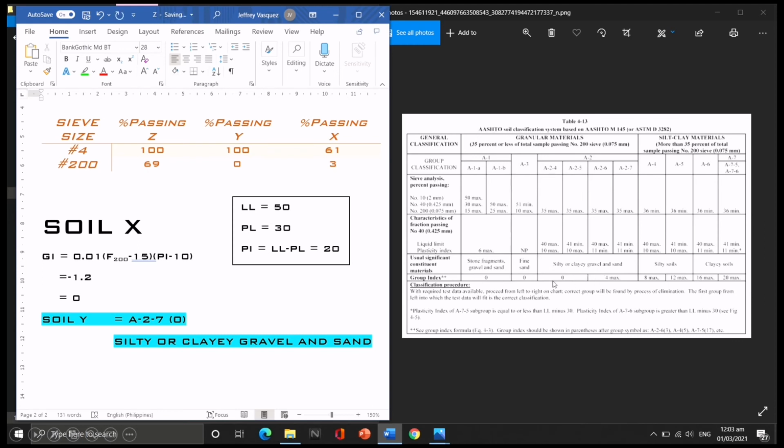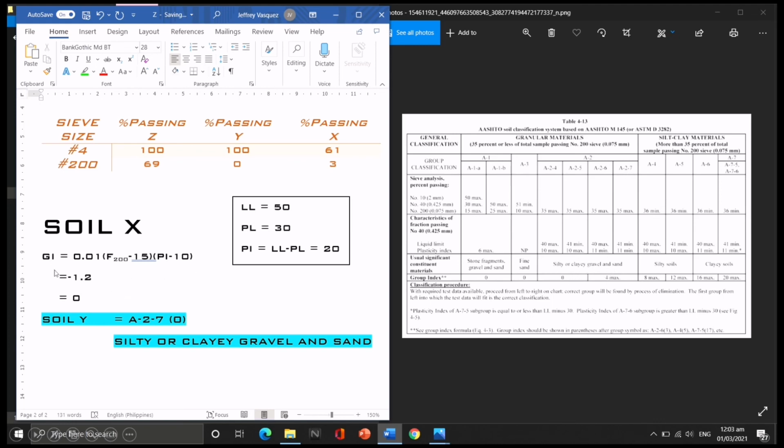So, ibig sabihin, ang soil Y natin ay A2-7, group index number 0, which is on silty or clayey gravel and sand. So, sa soil X naman tayo, una pa rin gagawin is to identify ang passing in percent sa number 200 natin. So, ayan. So, meron din tayong choices na A1, A2, at A3. Then, sa liquid limit naman, 50. So, meron tayong A2-5 at A2-7. Ngayon, sa plastic index natin na 20, ito na lang manatili, which is 11 minimum. So, A2-7. Belong siya sa silty and clay, gravel, and sand pa rin.